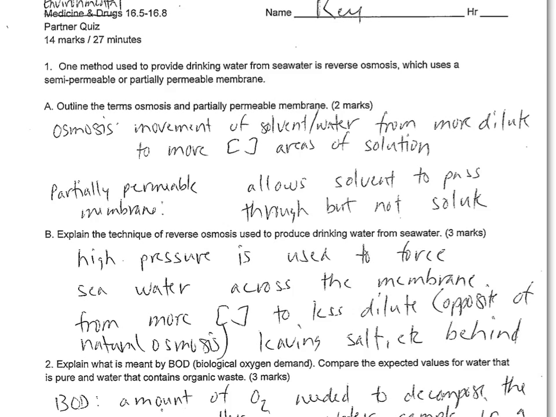So osmosis is the movement of solvent, which generally is water, in this case would be water because it's seawater, from the more dilute side of the membrane to the more concentrated area of the solution. So water is going to go from where there's less salt, where it's less salty, to where it's more salty in order to strike a balance. Partially permeable membrane means that the solvent or water can pass through it, but the salt or solute cannot.